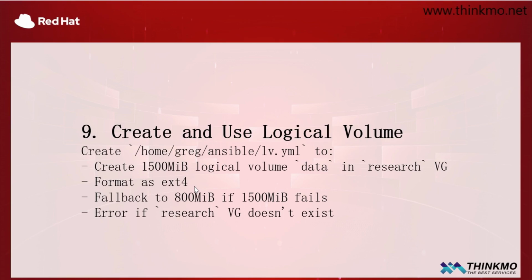Next, let's take a closer look at how to solve this problem. First of all, the requirements for this question are mainly divided into several aspects, which are creating a logical volume with a specified size, specified name, and specified volume group, as well as formatting it to a specific type. We also need to write a conditional statement. If it's less than 1500, then we use 800. If there's none at all, then we just output a message indicating that none is available. This is actually achieved through conditional checks.